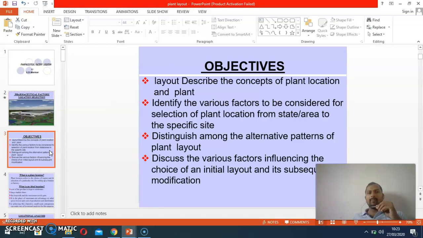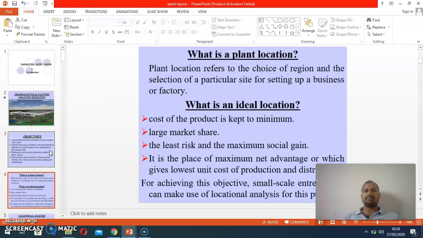The objectives are to describe the concept of plant location and plant layout, then identify the various factors to be considered for selection of a plant location from the state or area to the specific site, then distinguish among the alternative patterns of a plant layout for different formulations, then discuss the various factors influencing the choice of an initial layout and its subsequent modifications.